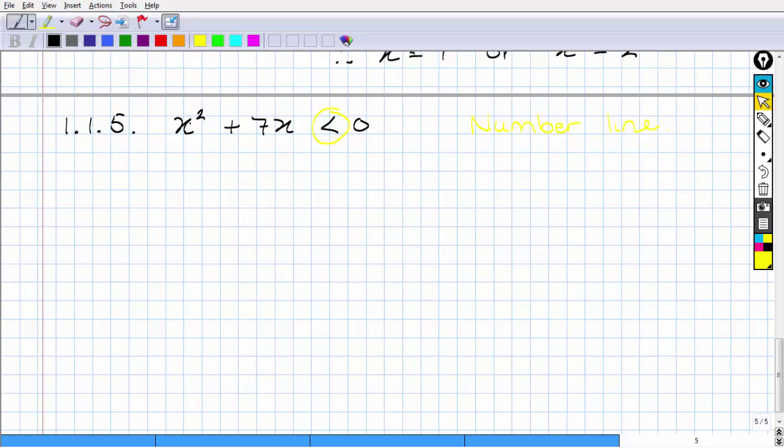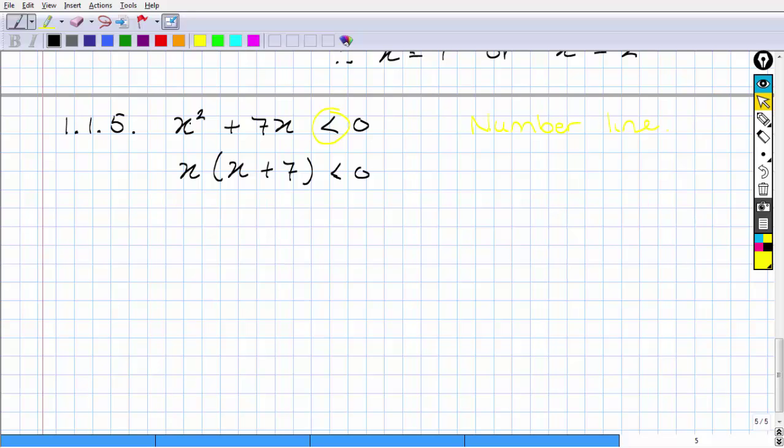Now, this is a simple trinomial in the sense that we can just take out x as a common factor, and we have x plus 7 left over. So take out x over there. x times x is x squared. x times 7 is 7x. And that's all less than 0.